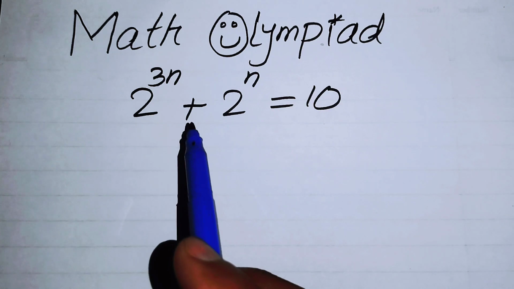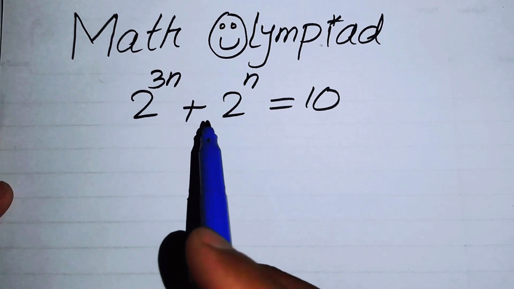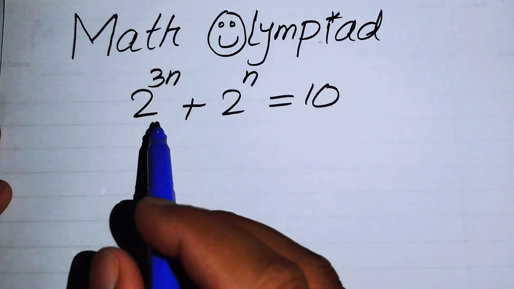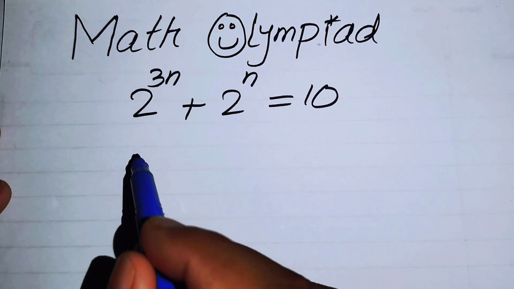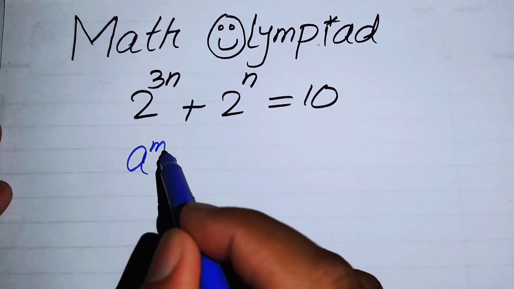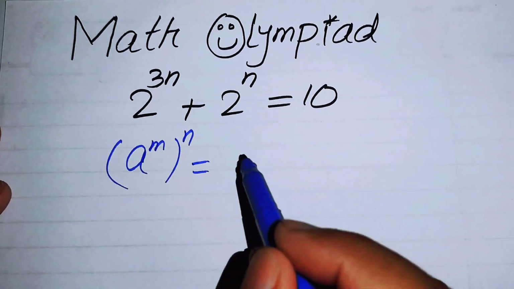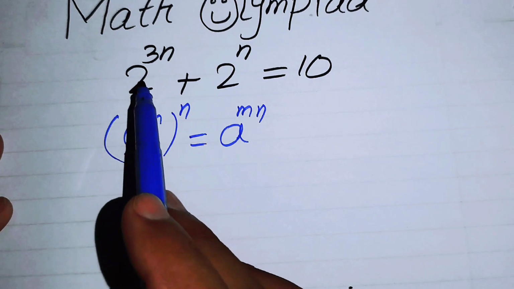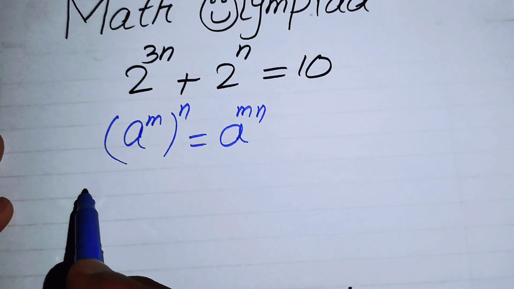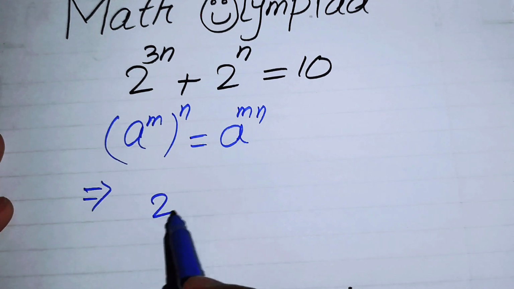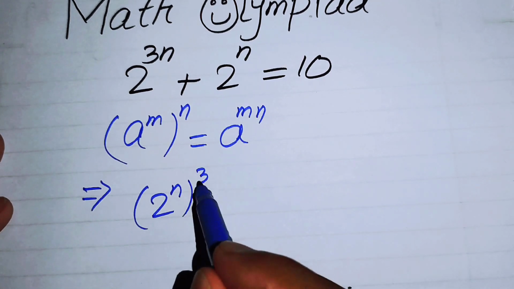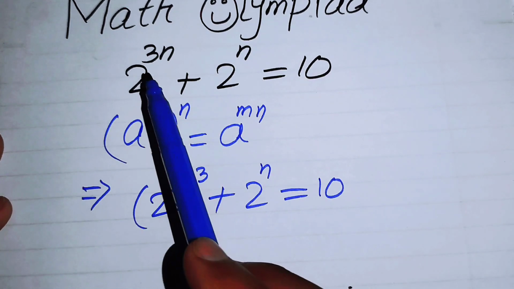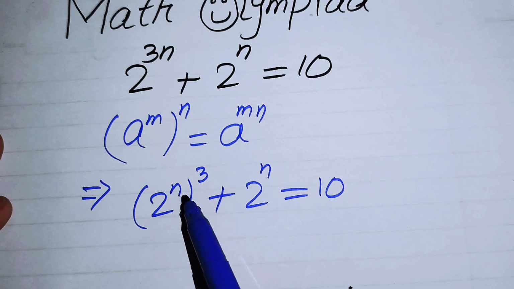So the very first thing we are going to do is rewrite this equation. I can use a nice exponential law: if we have a to the power of m to the power of n, we can write it as a to the power of m times n. So first I can write this in the form of exponent to the exponent, so that here you get 2 to the power of n, whole to the power 3, plus 2 to the power of n is equal to 10.